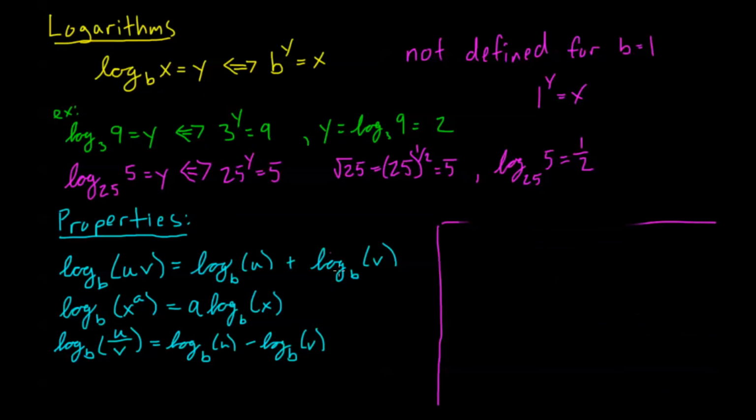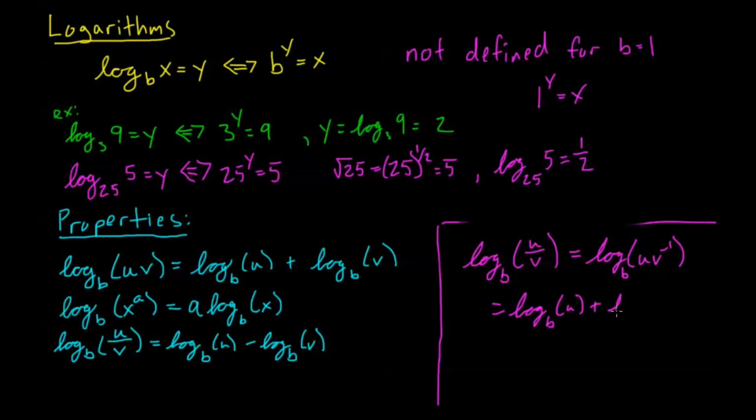Right, this one comes from the fact, look, log base b of u over v. We know that from our exponential laws in the last video, this is the same as log base b of u times v to the negative 1, isn't it? Now using my first property, that's the same as log base b of u plus log base b of v to the minus 1.